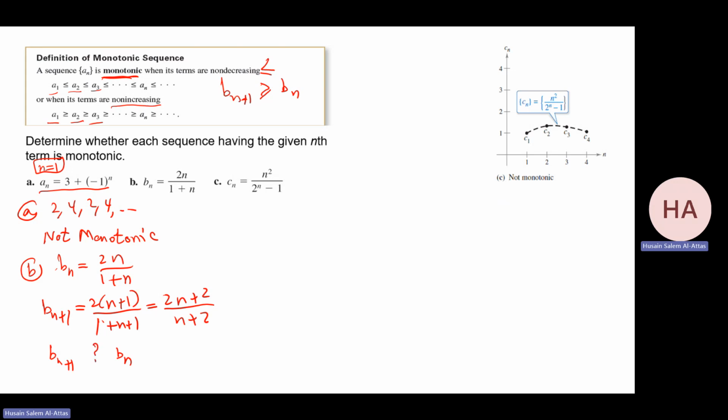I don't know if this is greater than or equal. So actually, I will assume something and see if I get it or not. So I have 2n plus 2 over n plus 2 compared with 2n over 1 plus n. Let me assume it's less than, and see if I get it or not. I know it's greater than, but let me assume it's less than. It will be the same or greater than. I try to do it in a way that I can go backward to prove it. Then I cross multiply: I have 2n squared plus 2n squared plus 2n plus 2n plus 4n, which is 2n squared plus 4n.